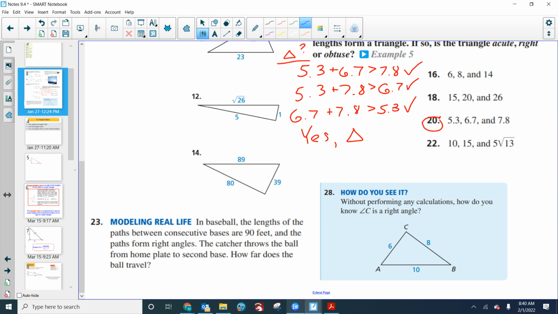All right, so next, it's a triangle. Is it acute, right, or obtuse? Well, this is part 2. So we take the longest side squared and ask ourselves, is that going to be greater than, less than, or equal to 5.3 squared plus 6.7 squared? And I need a calculator. 7.8 squared is 60.84. 5.3 squared plus 6.7 squared is 72.98. Because c squared is less than a squared plus b squared, this is going to be acute.